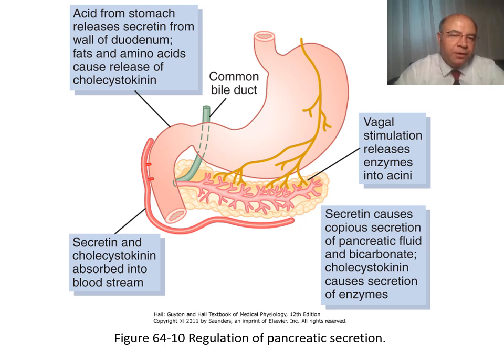So when chyme arrives, chyme is acidic, and then bicarbonate-rich secretion from the pancreas neutralizes it, thus preventing ulcer formation here. It has a lot of enzymes for three types of organic chemicals: carbohydrates, fats, and proteins.